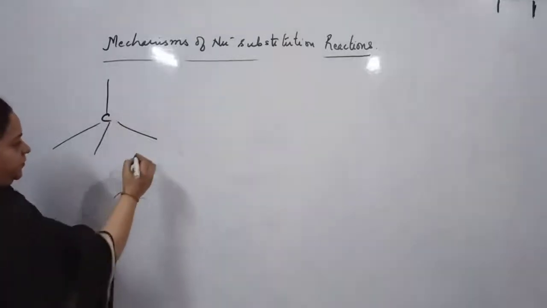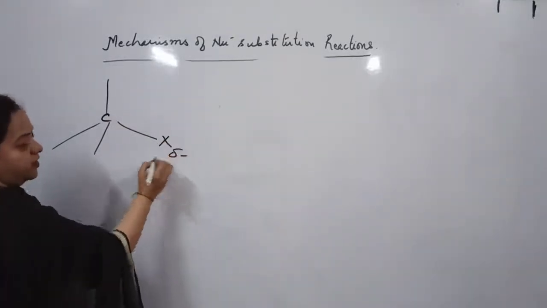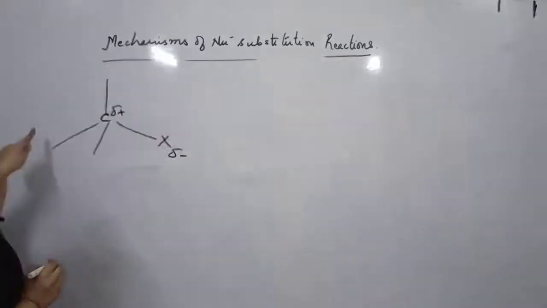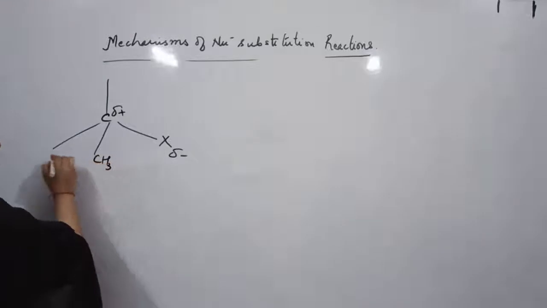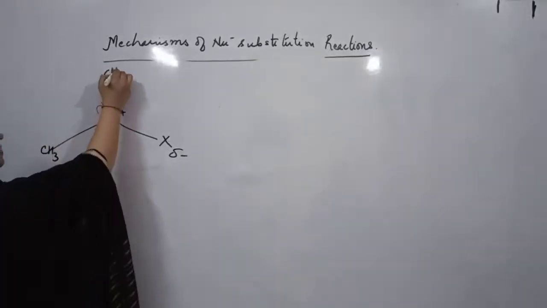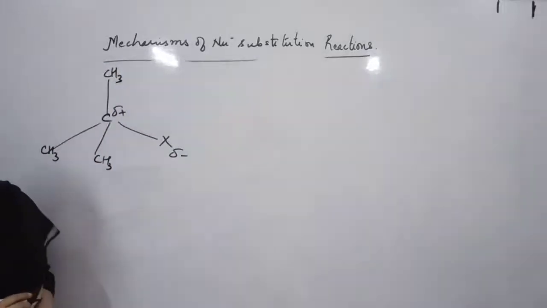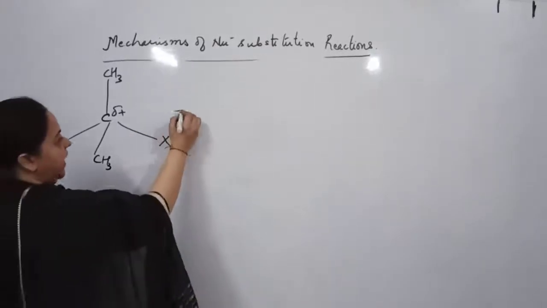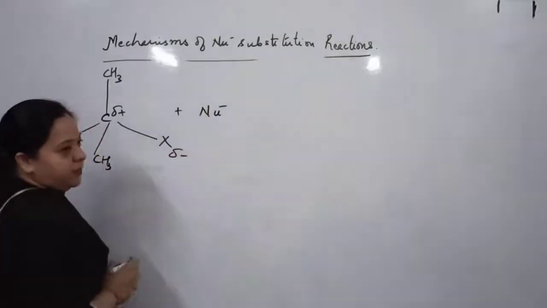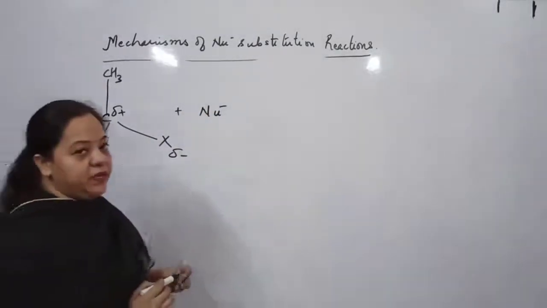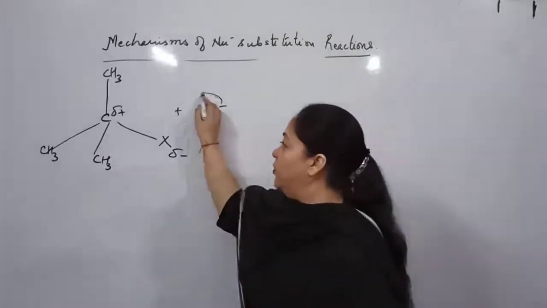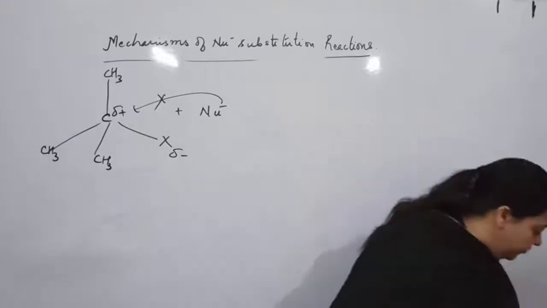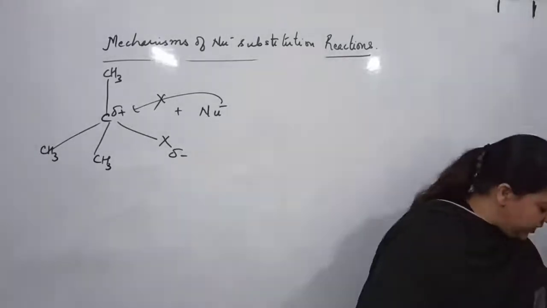So let's consider another case. Alpha carbon. One bond is with halogen, partial negative charge on halogen and partial positive on carbon. And 3 R groups are there, CH3, CH3, CH3. That is, it is a tertiary halide, this is tertiary butyl halide, which is attacked upon by the nucleophile. Now, as these 3 groups are bulky, the simultaneous bond formation and bond breaking is not feasible. There is overcrowding.